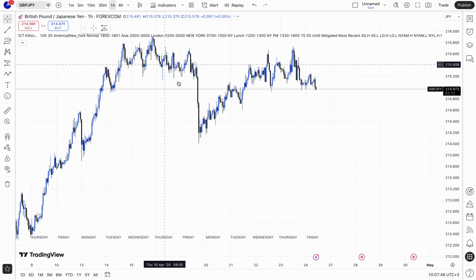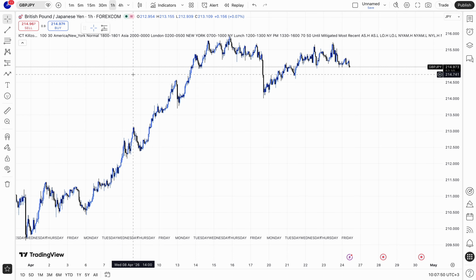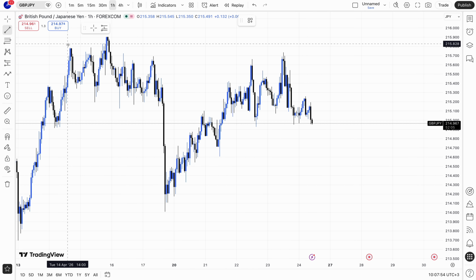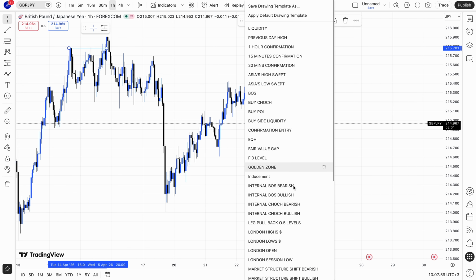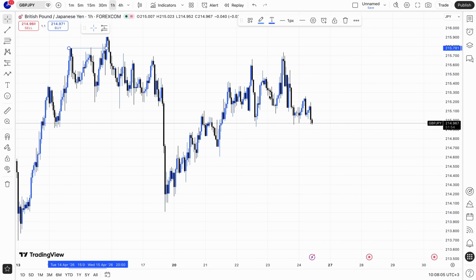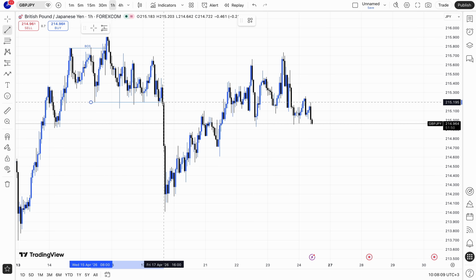Still had a very, very clean trade yesterday, if you remember. Then from here, we had our break of structure, last break of structure to the upside. If you remember, you can go and watch our previous video on the outlook and plan. Then we had our change of character to the downside.